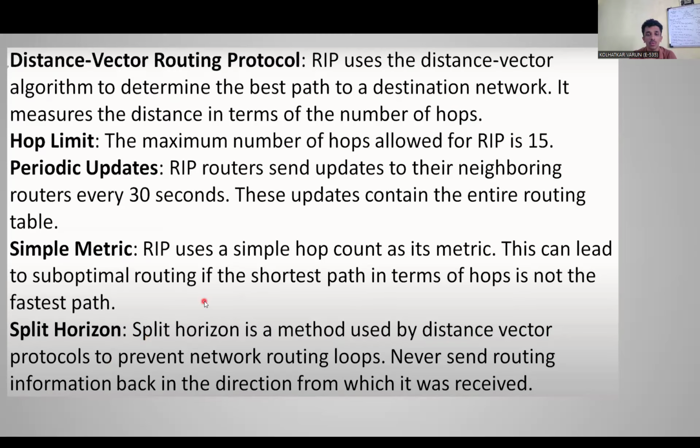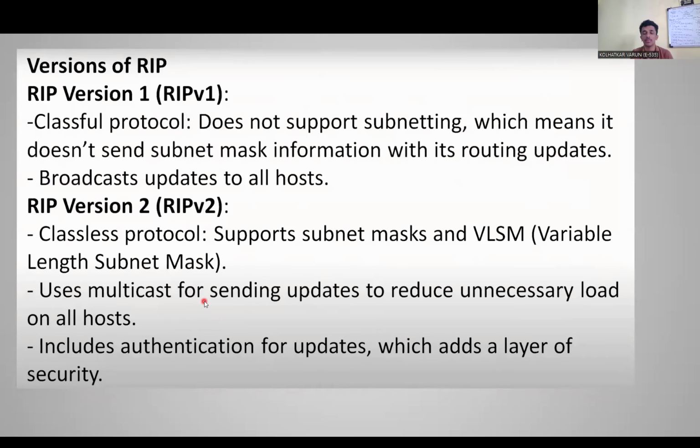Now moving forward, we have two versions of RIP. Both have their pros and cons. RIP version 1 is often called a classful protocol. So what is classful? Basically, it doesn't support subnetting. We can't do multicast here in RIP version 1, but broadcast updates, any kind of broadcast messages, are going, and these updates are reaching their hosts. Okay, so this is RIP version 1.